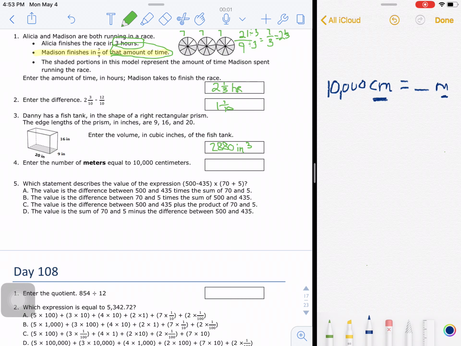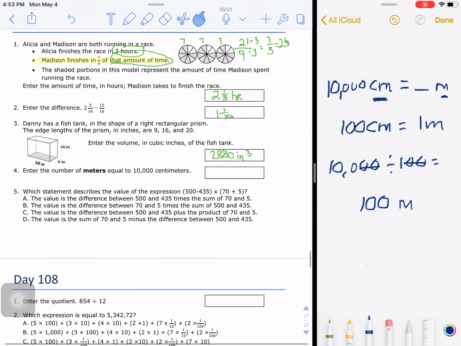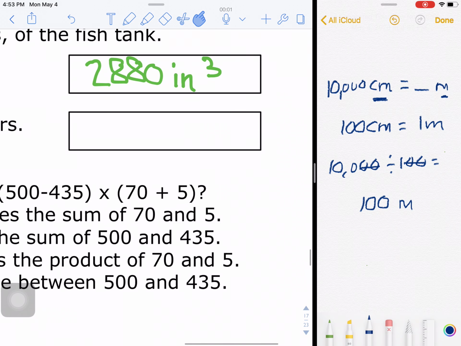So I know that 100 centimeters equals 1 meter. So I'm going to be dividing 10,000 by 100. Okay? And when I do that, I end up with 100. So 10,000 centimeters is equal to 100 meters.